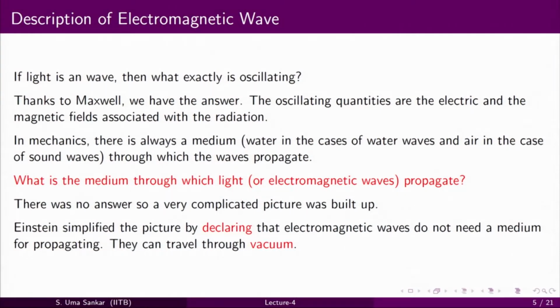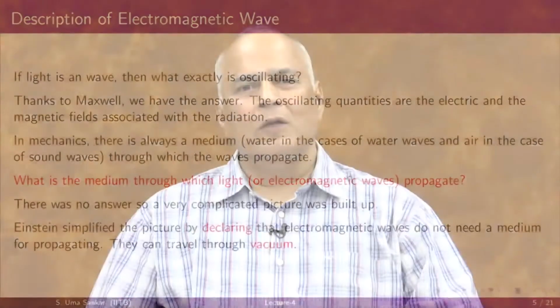But Einstein came and declared that these electromagnetic waves do not need a medium to travel. They can travel in space, in vacuum. So, there is sunlight coming from the Sun to Earth, traveling a distance of nearly 150 million kilometers, but there is no medium between Earth and Sun, it is mostly vacuum, and light has no problem coming from Sun to Earth.